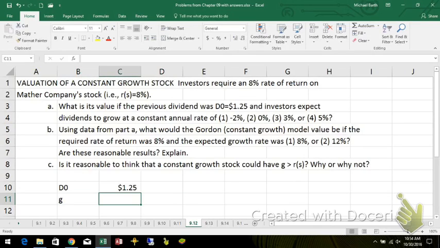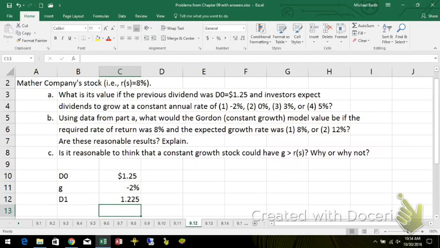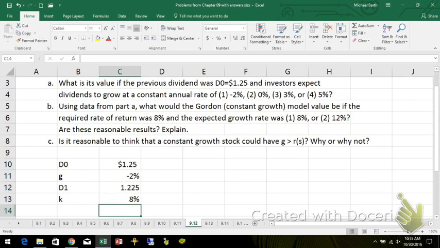The growth rate, and we'll use the first one, negative 2%. That'd give me a D1 equals D0 times 1 plus that growth rate. So if D0 was 1.25 and it's shrinking at a 2% clip, then D1's going to be smaller. K, the required rate of return, is 8% given in the problem. So P0 equals D1 over K minus g.